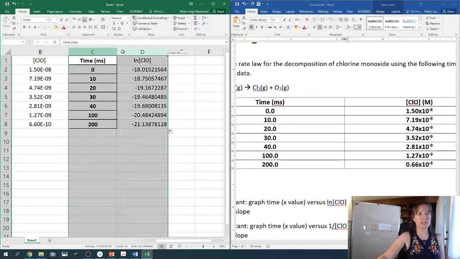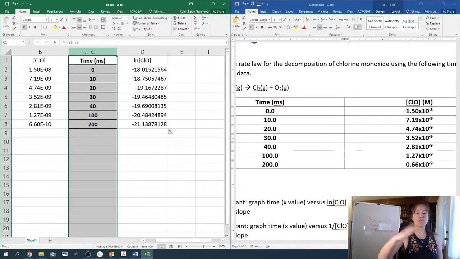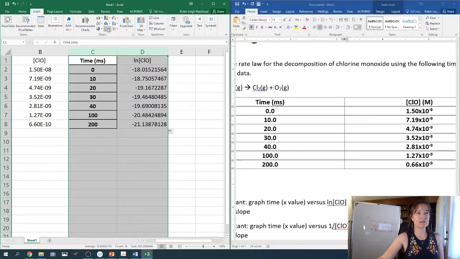To graph this, you want to choose your X column first, and I just moved the X column over so they're side by side, but it has to be X and then Y. And so you choose your X column first, and then you choose your Y column, and then you're going to insert a scatter plot.